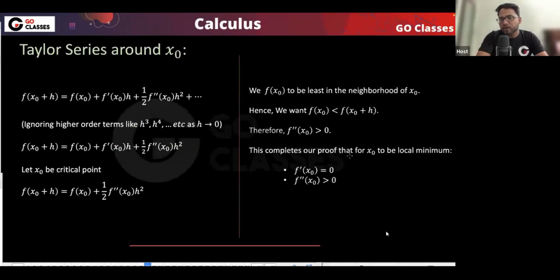So you can say this completes our proof that x naught is a local minimum, right? So basically, f dash x naught should be 0 and f double dash x naught should be greater than 0. And hence we proved that using these two, I can say for sure that x naught is a local minimum, right? So this is one proof that we will actually extend for the multivariate. So that's why I thought we can first have hands-on practice using 1D calculus.